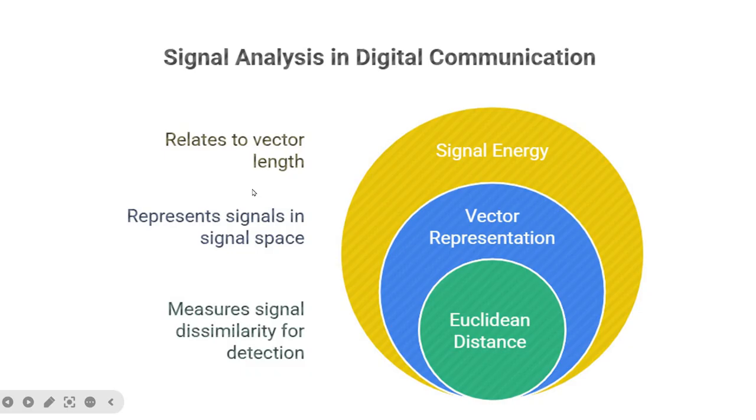We will delve into how the signals can be represented as vectors in a signal space, and how the energy of the signal will relate to the length of its corresponding vector, and how the Euclidean distance will provide a measure of dissimilarity between the signals, which is crucial for the reliable detection at the receiver.